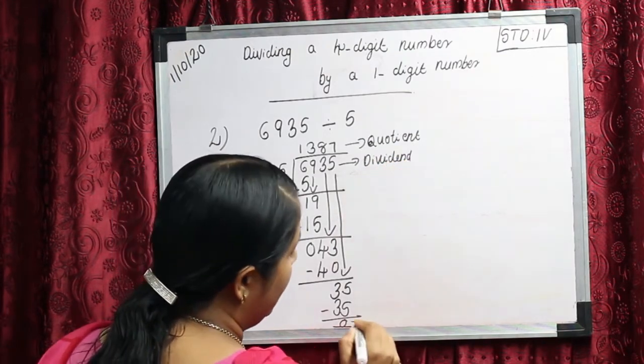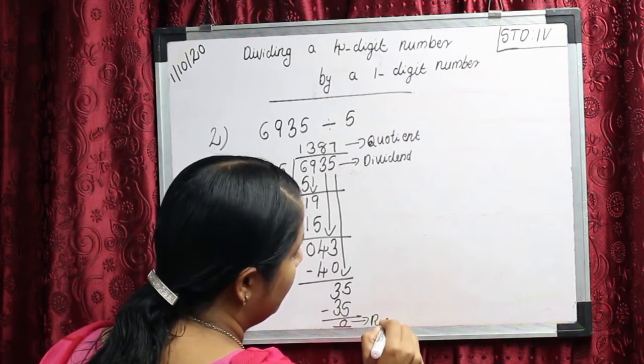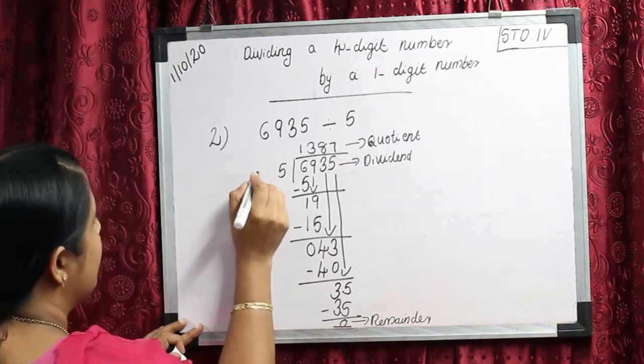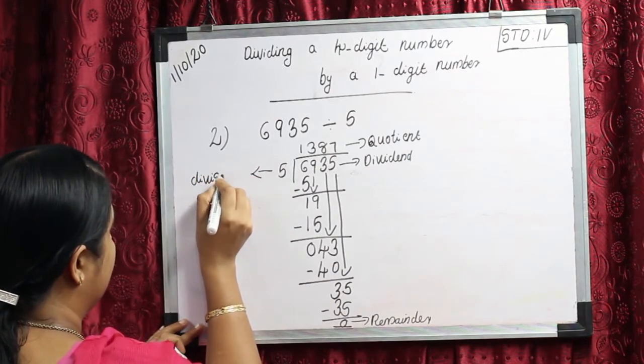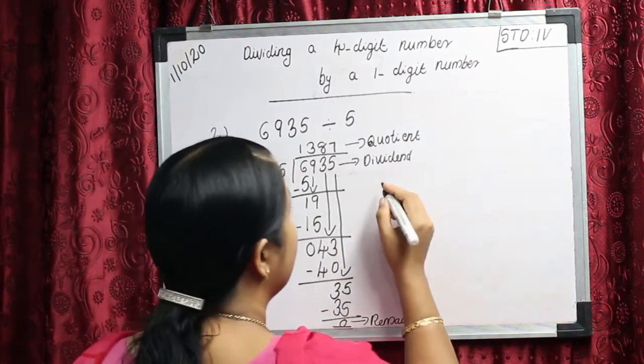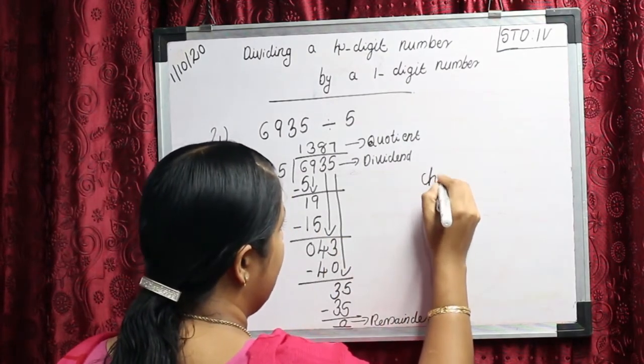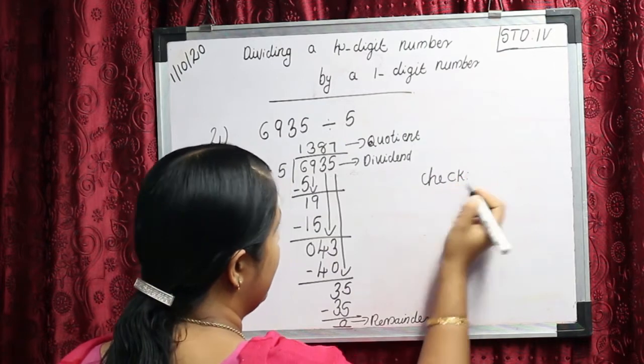And the remaining number is remainder. And the number we use for division is the divisor. Then we check whether our answer is correct. How can we check our answer is correct?